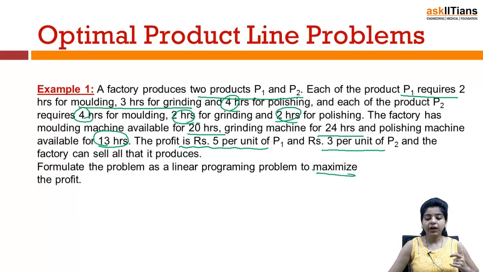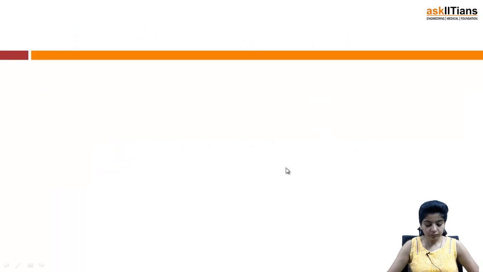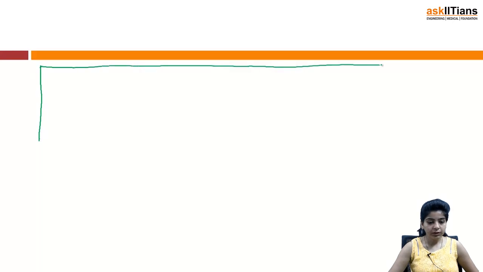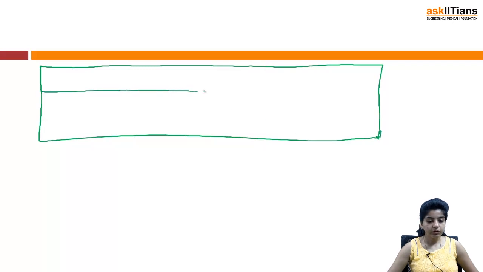So one thing is clear, that we have to maximize the profit, so our objective function is going to be of maximization type. Now you have to find out the variables, then you will have to figure out the objective function and the constraints. This is what we are required to do. The best thing that you can do in such problems is try to prepare a table, put all the information in the form of a table.